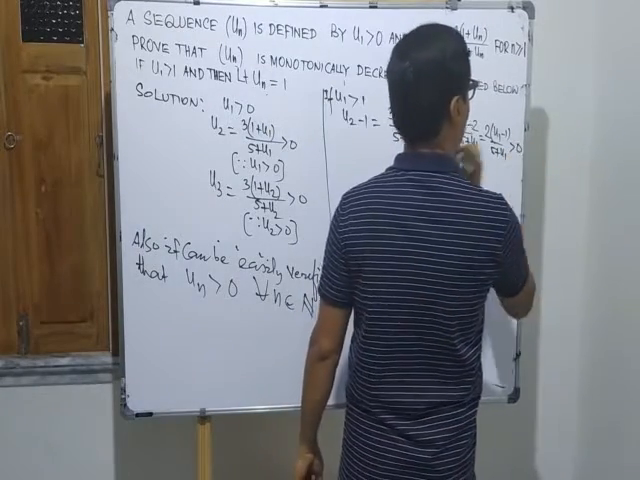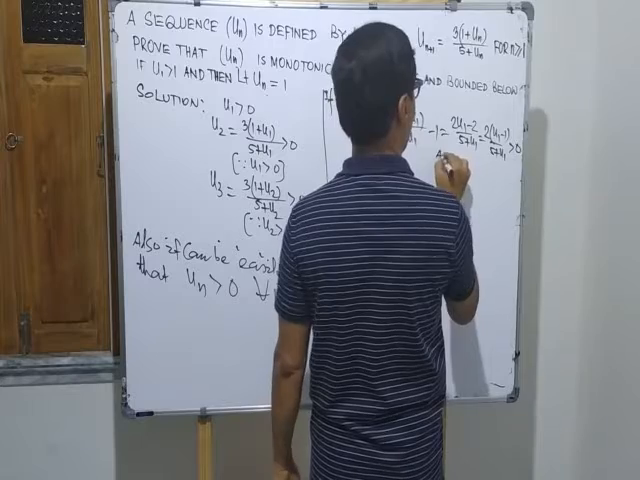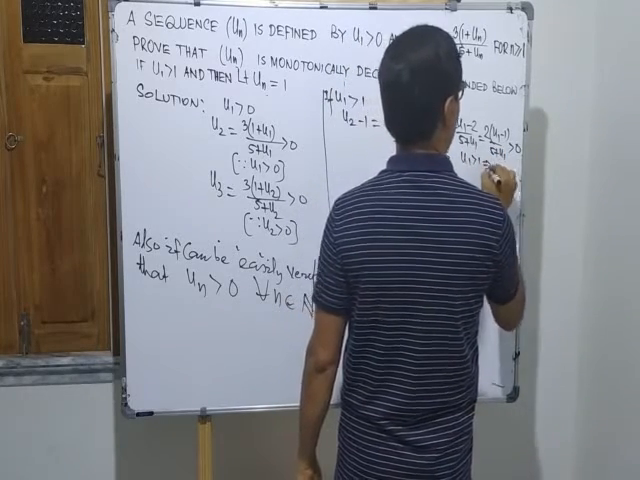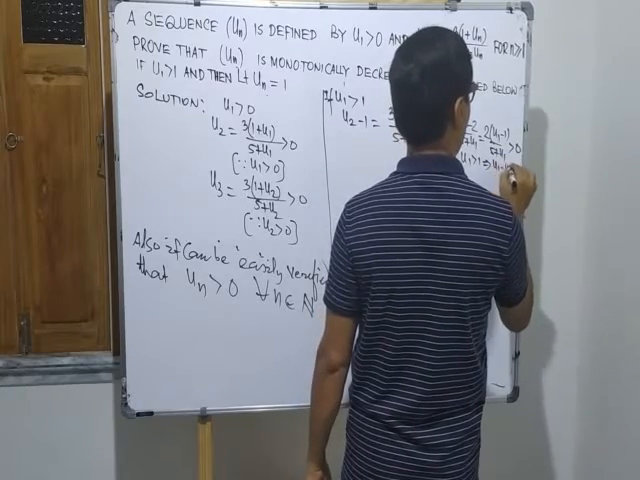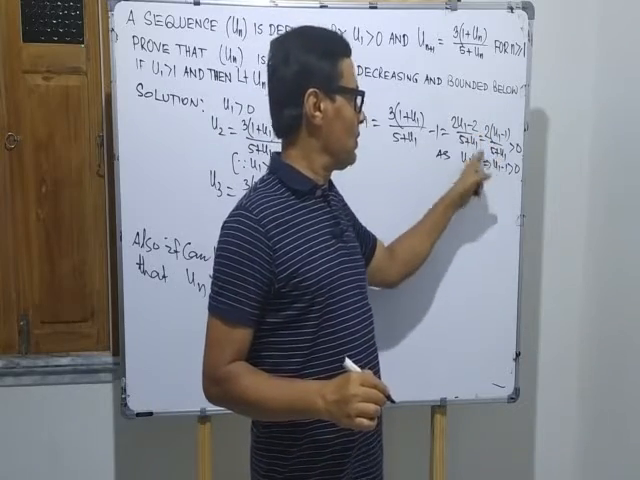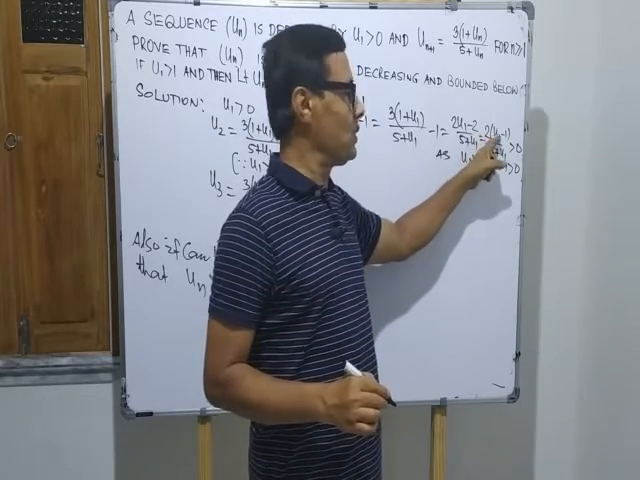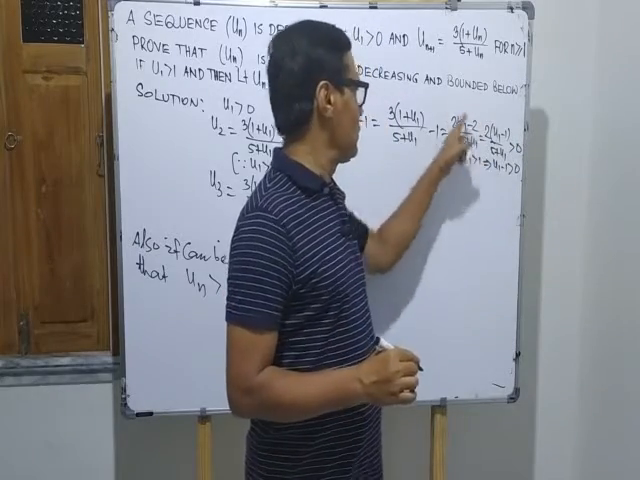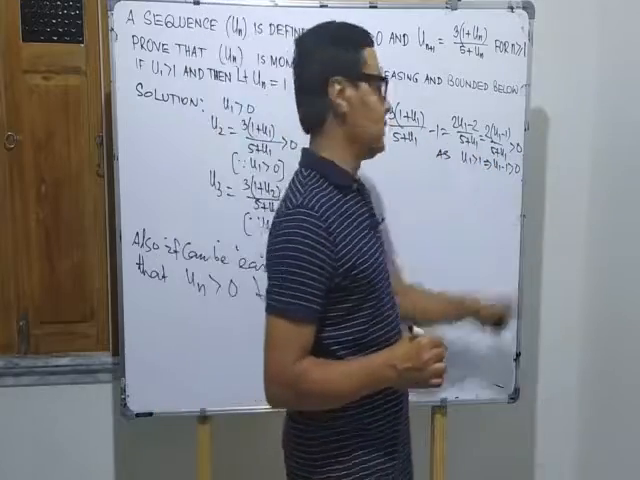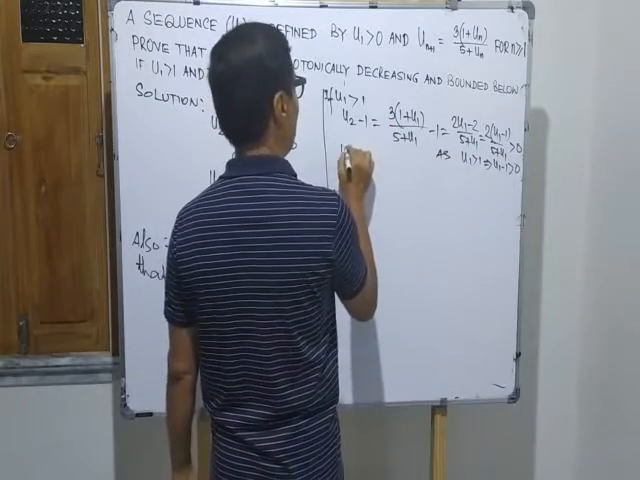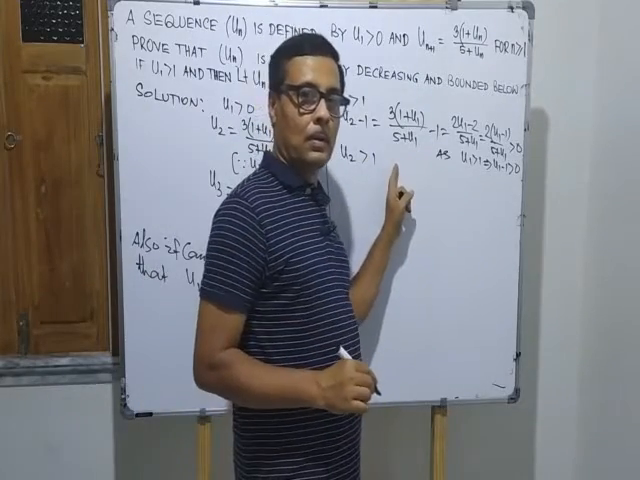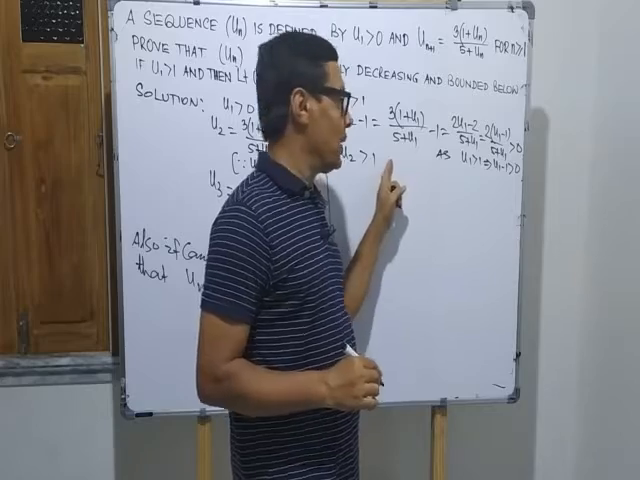This is positive as u1 greater than 1 implies u1 minus 1 greater than 0, and also u1 greater than 0. So 5 plus u1 is positive, 2 is positive, and u1 minus 1 is positive, so this term will be positive, that is u2 minus 1 greater than 0. So we can write u2 greater than 1. We have got u2 greater than 1.